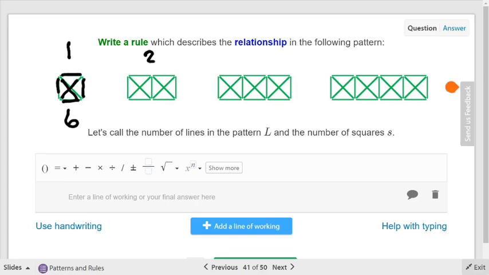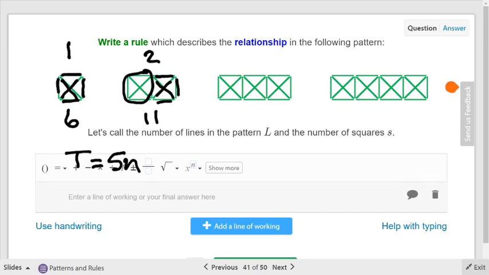So now we need to know how many in the second figure. 11. Right. We have our original 6 from there, plus 1, 2, 3, 4, 5. So that's 11. And the difference between 11 and 6 is 5. So that means our multiplier is going to be 5. So we're going to start with T equals 5N. You happy with that? Yes.